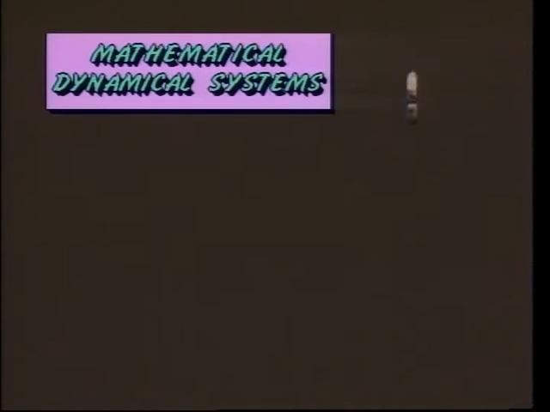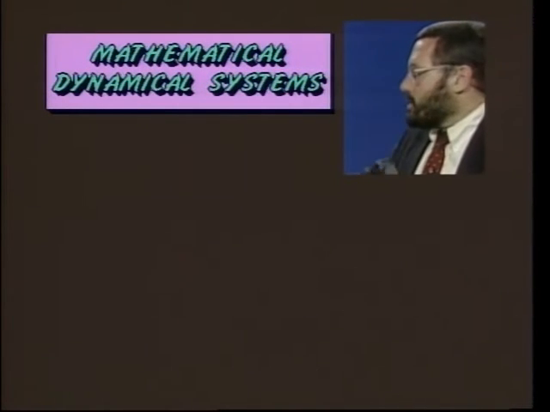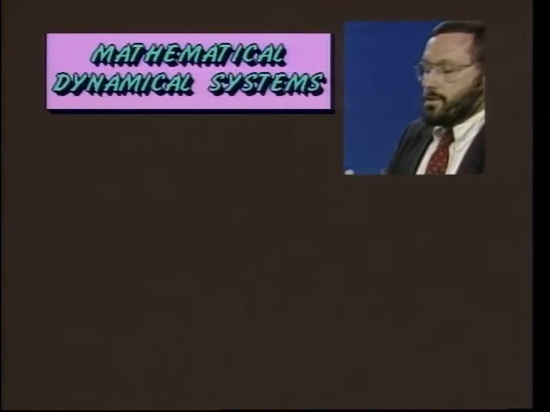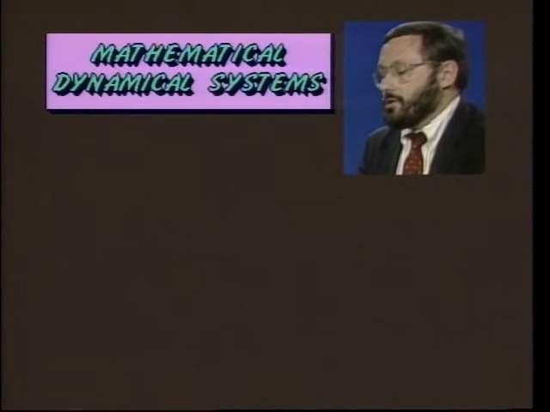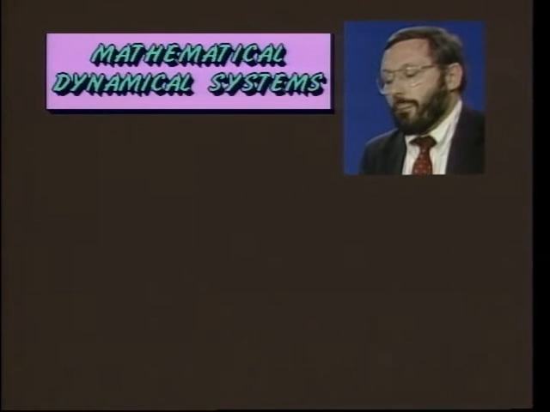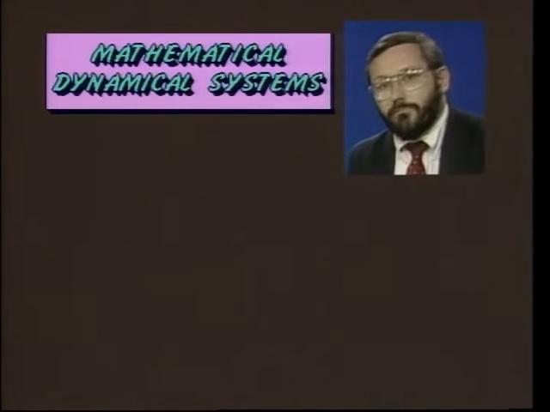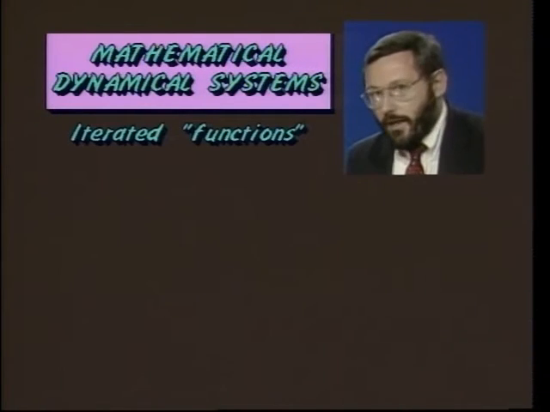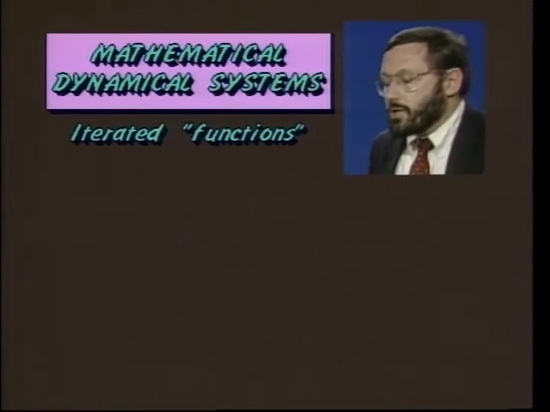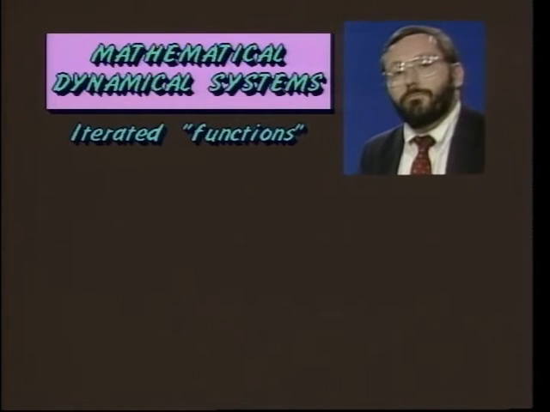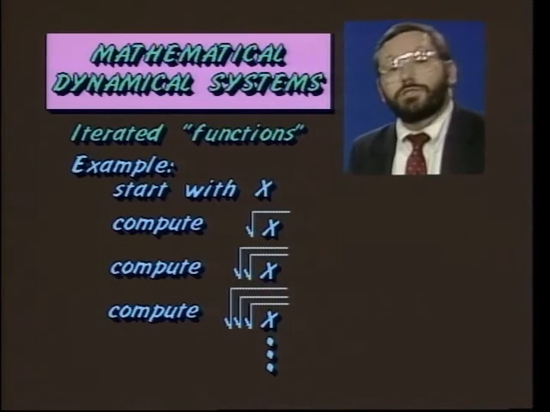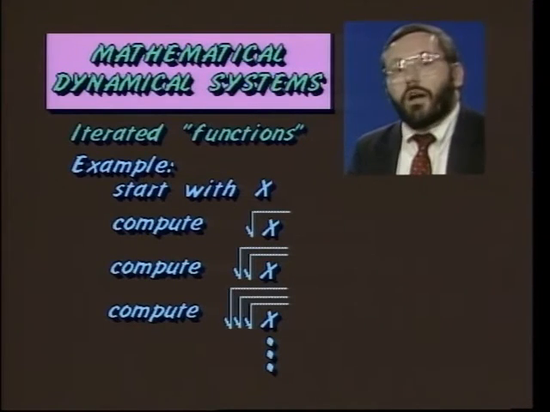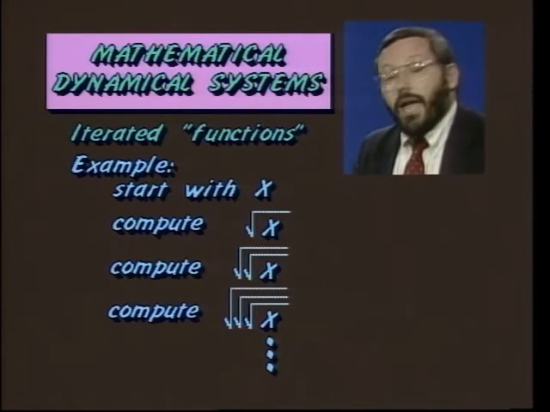To simplify the situation, let's begin by talking about a mathematical dynamical system, a very simple abstraction of the kinds of dynamical systems that arise in nature. What's a mathematical dynamical system? Well, among the simplest of mathematical dynamical systems are the so-called iterated functions. Start with any mathematical expression, for example, the square root function, and start with any number, say x.